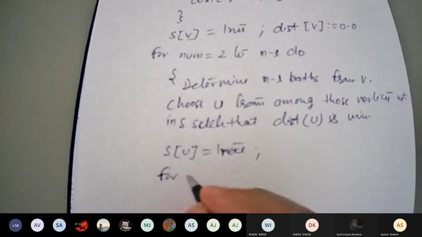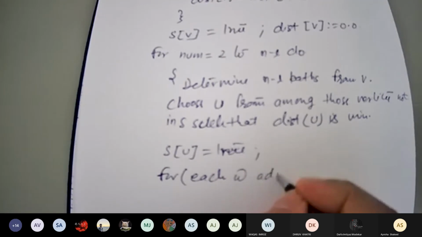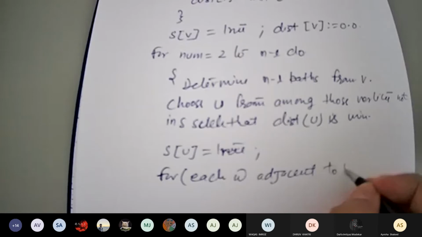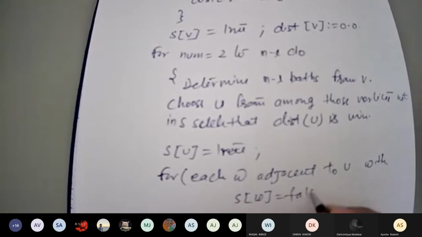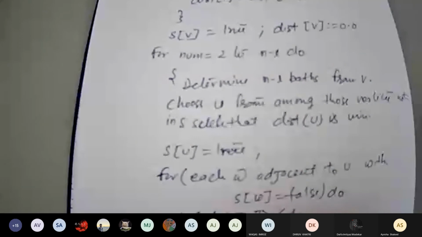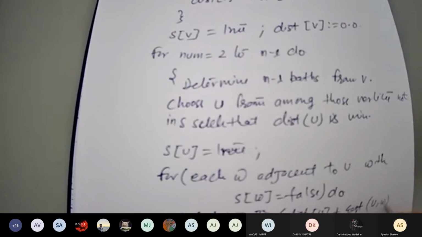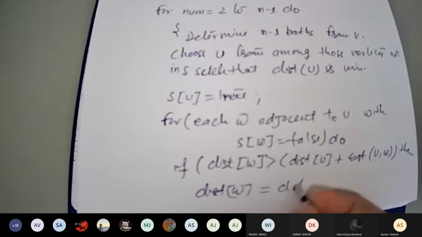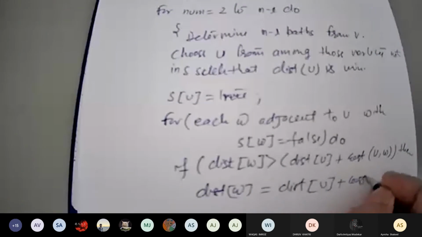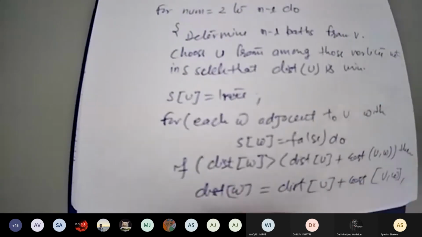For each W adjacent to U with S of W equal to false, do: if distance of W is greater than distance of U plus cost of U, W, then distance of W will be equal to distance of U plus cost of U, W.